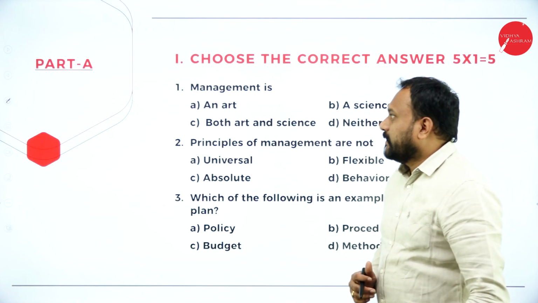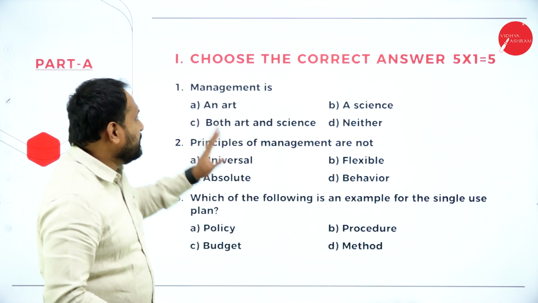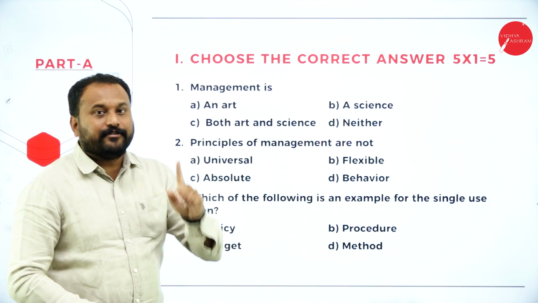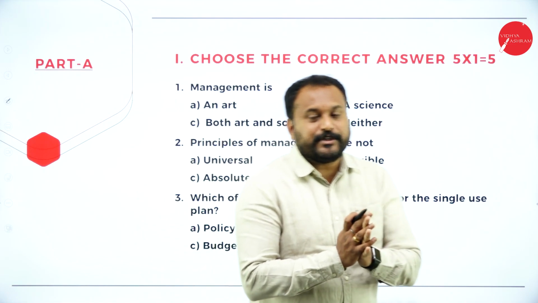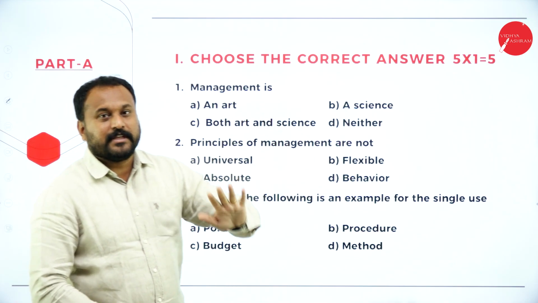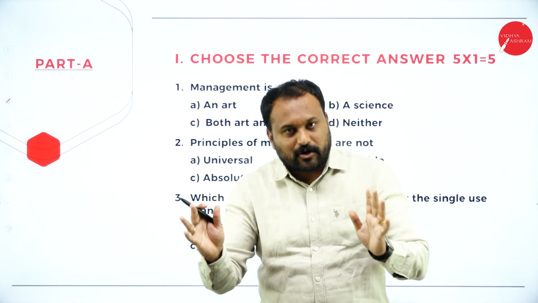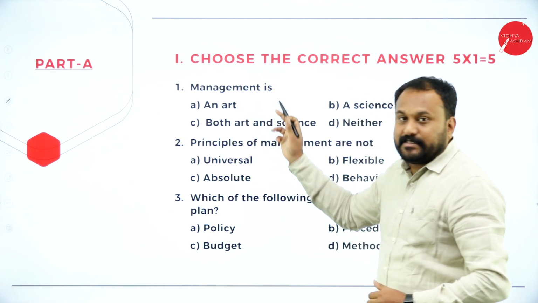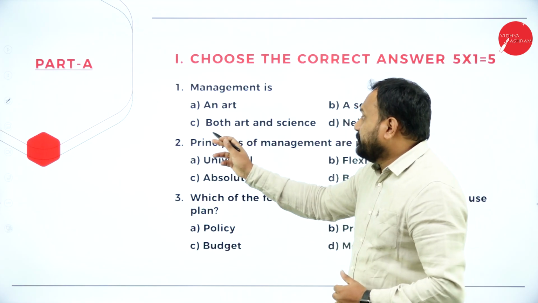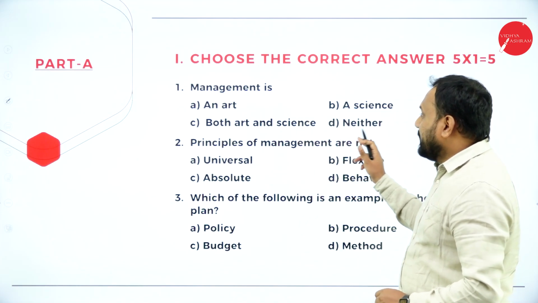Let's move on. So we have part A. The first part in that part A is the first question, which goes with choose the correct answer. That means you have multiple choice questions in the first section, 1 into 5 is equal to 5. The first one here is: management is. See, you have been given 4 options. 1 is correct, 3 are wrong. Let's go with this. Management is an art, correct. Management is a science, correct. Management is both art and science, yes, it's very true. And management is neither, when they say.